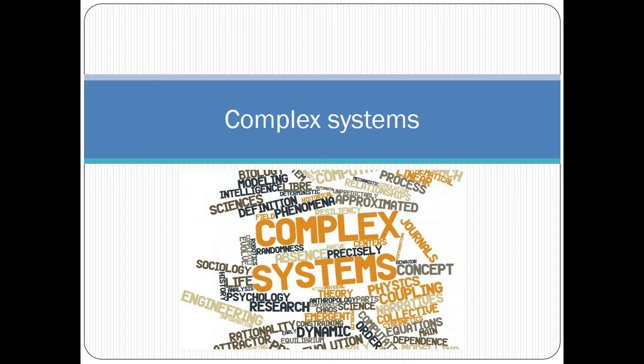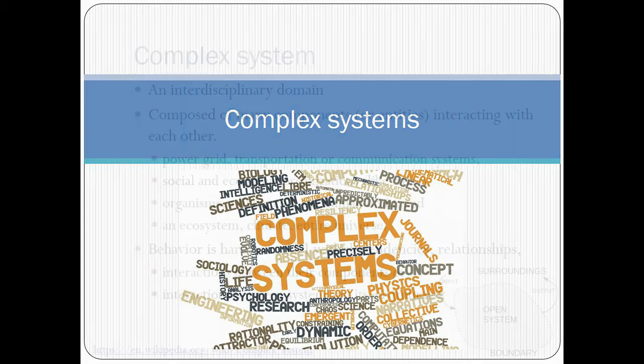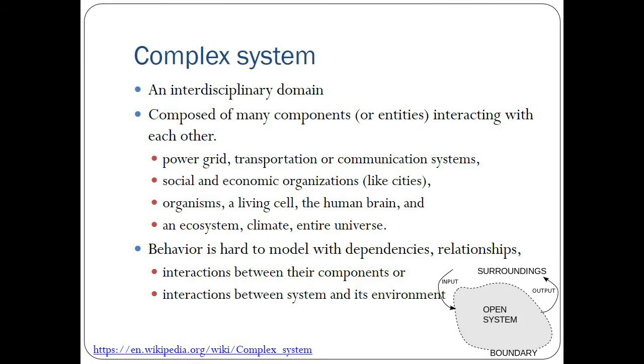We'll start with the fundamental things about complex systems. So what is a complex system? First of all, it is a highly interdisciplinary domain, meaning there are many domains available, and these domains have different kinds of complex systems.